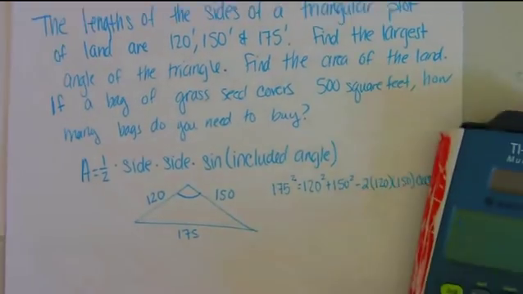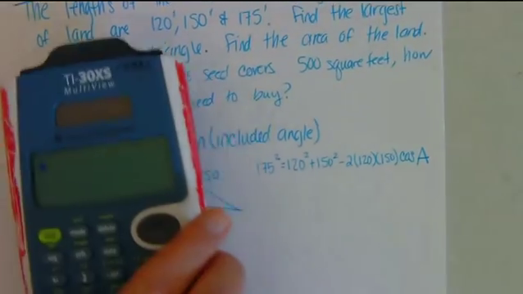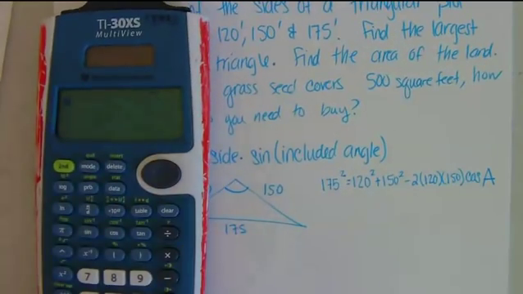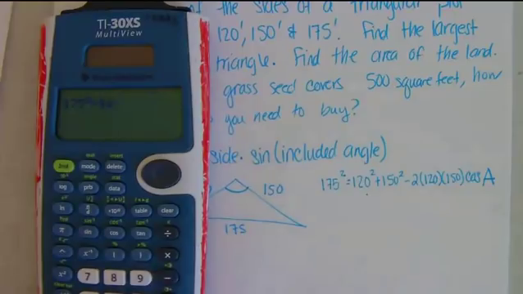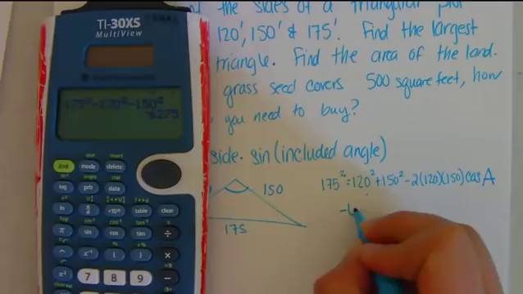All right, so now we're going to type this in. You should hopefully be kind of familiar with typing this in. So we're going to go ahead and take 175 squared, and we're going to have to subtract the 120 and subtract the 150. So minus 120 squared minus 150 squared. Okay, so we get negative 6,275. And you don't even have to write that down, but I'm going to write it down right now so that you guys know where it came from.